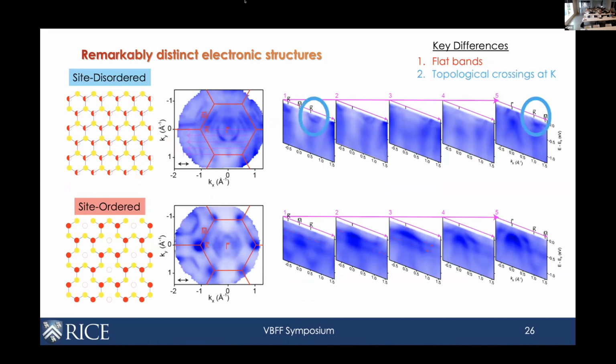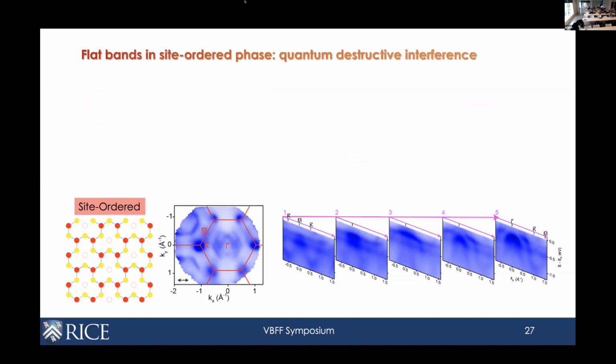Difference number 2 is that in the site disordered case, we also see topological band crossings. I won't have time to talk about that today, but I can also tell you more about that later. I'll only focus on the flat band part. Okay, let's look at the flat band. How do we understand the origin of this flat band in this clover lattice? Here we have a lot of help from Chimel's group, and we looked at this for a long time, and this is what we figured out eventually.